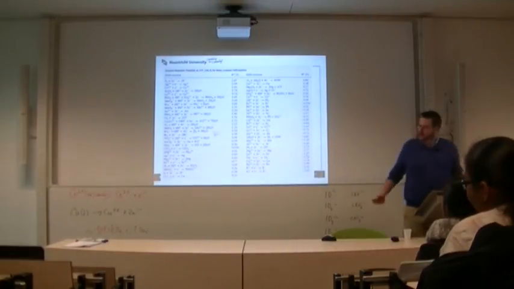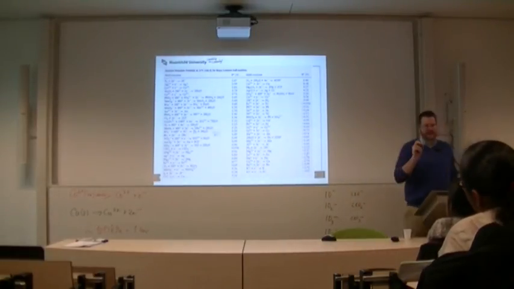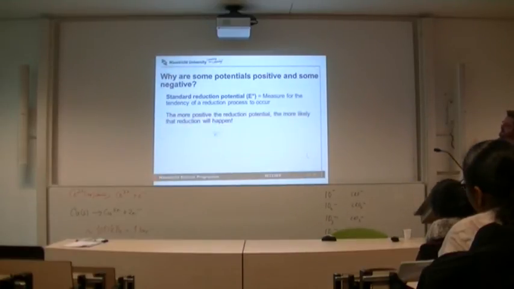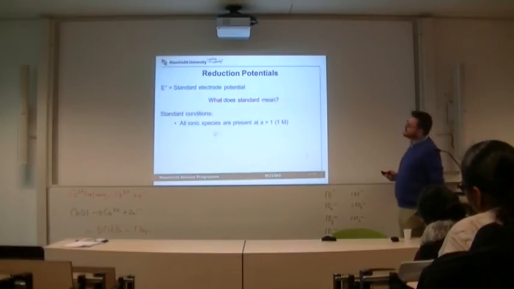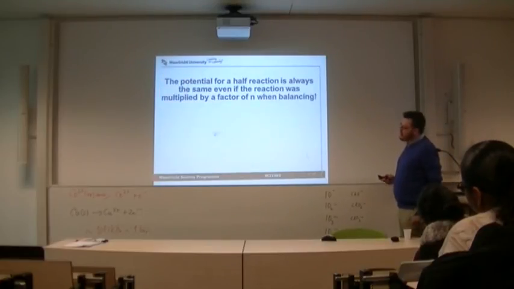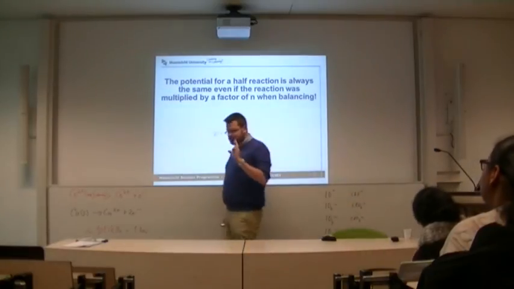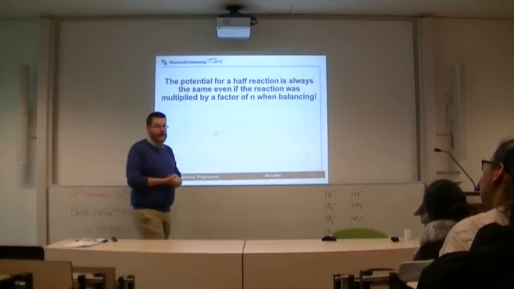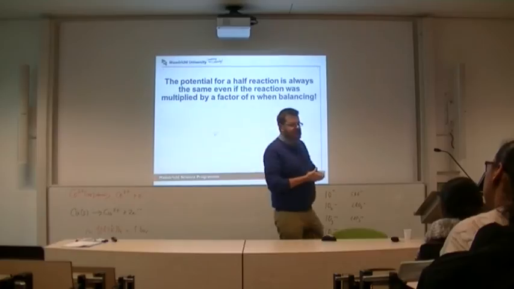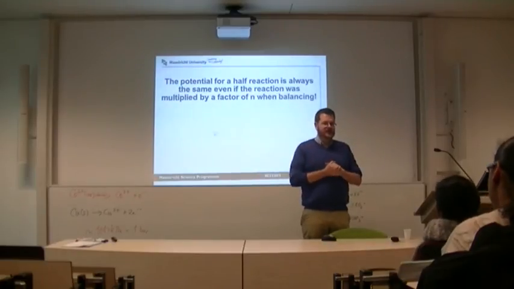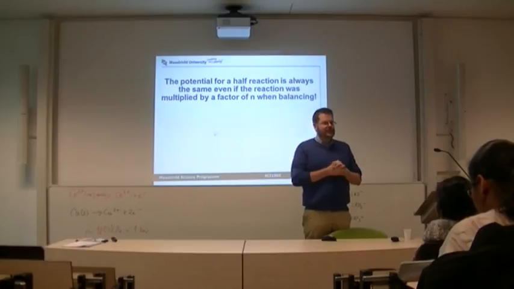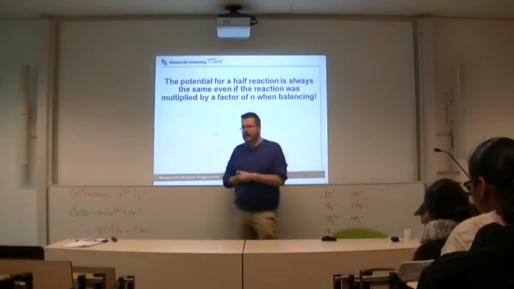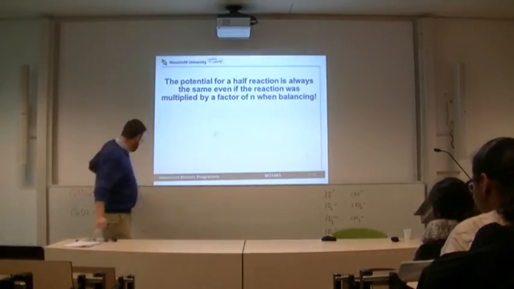Okay, so you all understand what this means, because it's going to be very important now. So, why are some potentials positive and negative? We've looked at that. Now, here's another important note, and this is of paramount importance. When you're balancing the reaction like we've been doing, and you want the potential associated with the half reaction, you don't multiply the potential by whatever factor you've multiplied the reaction by. Remember when we balanced this reaction here, the copper reaction?